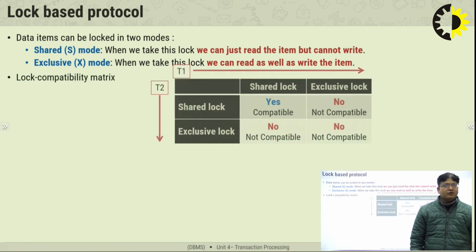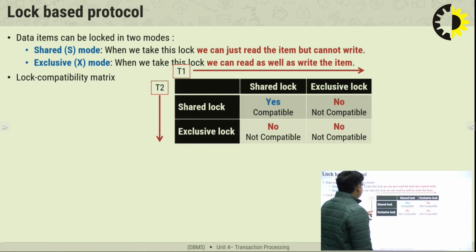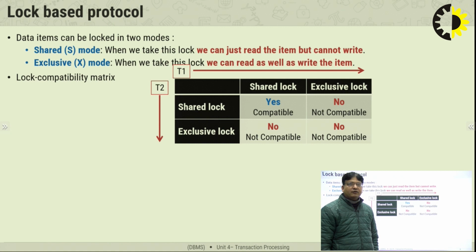Now, the lock compatibility matrix. In this matrix we show the combinations: when we have applied a lock in one transaction, will another transaction be able to apply a lock or not? For that purpose we have a two-dimensional matrix. Here we have two transactions, T1 and T2. Suppose transaction T1 has applied a shared lock on a data item X, and T2 also wants to apply a shared lock on that data item.